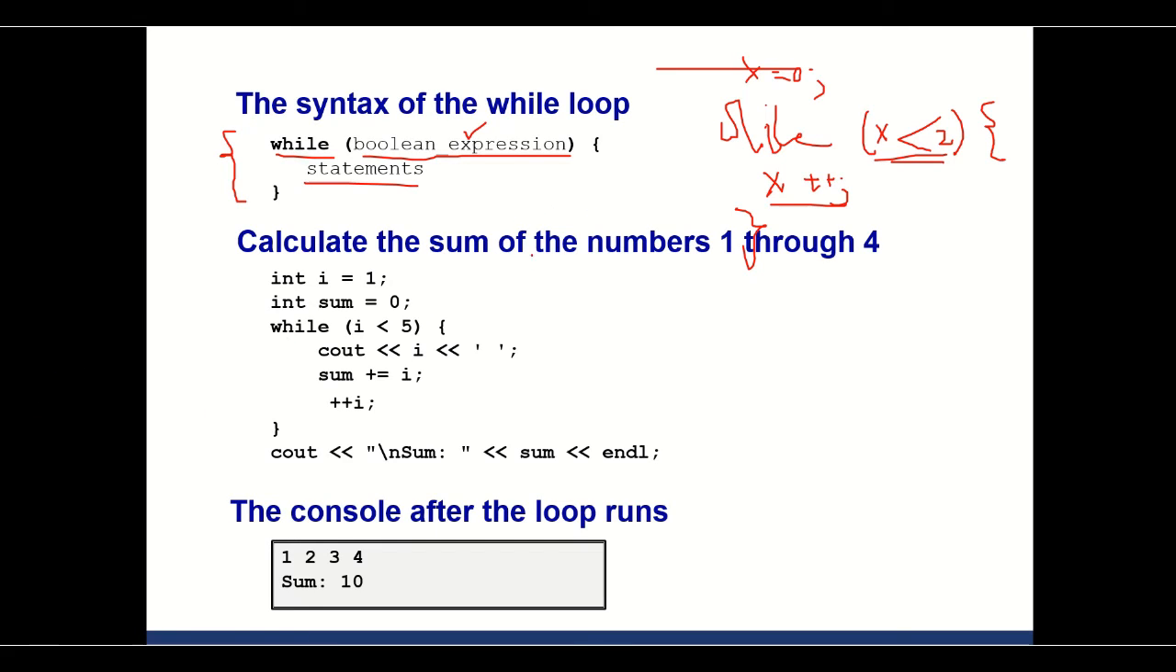If you want to calculate the sum of the numbers 1 through 4, then you write i equals 1 and initial sum is 0. Then while i less than 5, because you are essentially trying to run the numbers 1 through 4, you print i, then you calculate the sum, and then you increment it, and finally you will get the result.